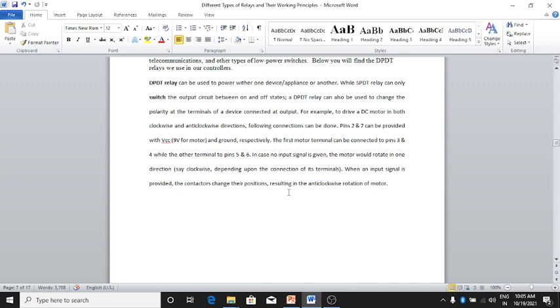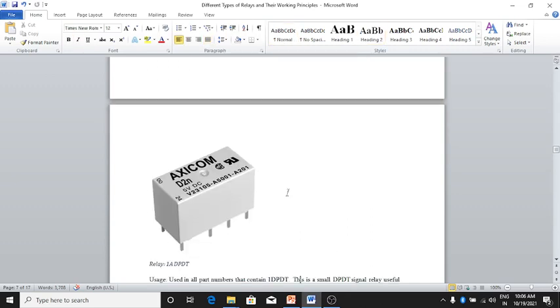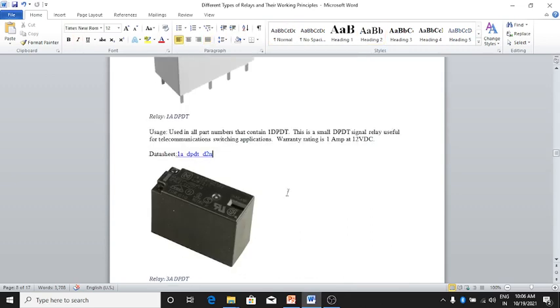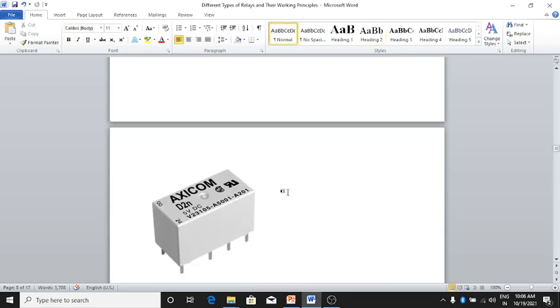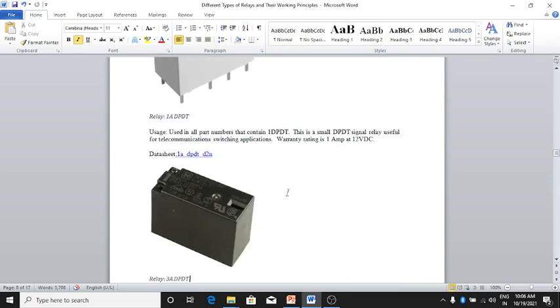DPDT relay is used to change the direction of the motor, whether the motor is moving clockwise or anti-clockwise. If there is no signal, it moves clockwise. When we apply a signal, it switches to anti-clockwise like that. This is the example of working principle. To understand the working principle, this is the DPDT.